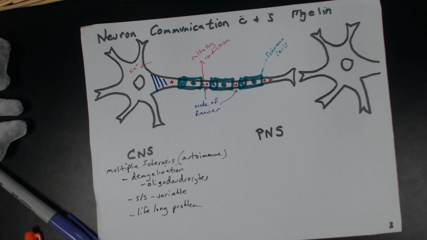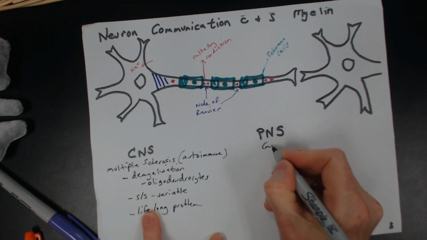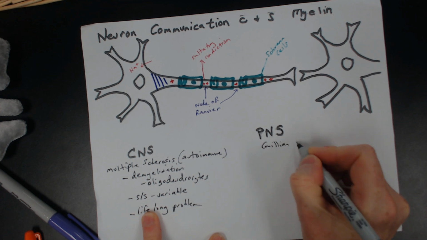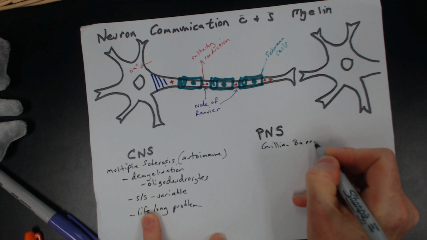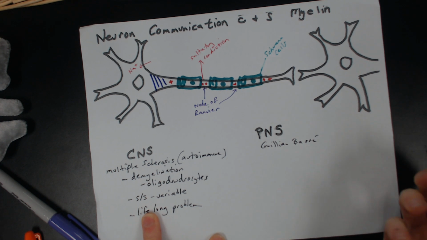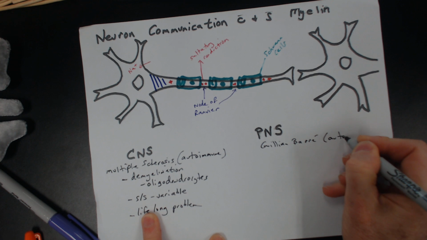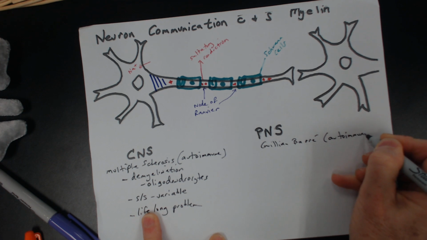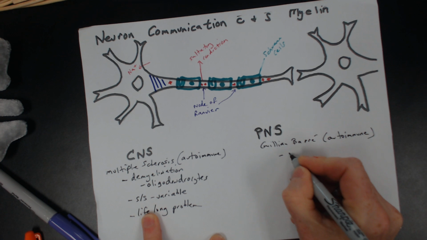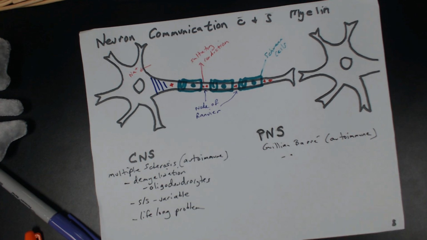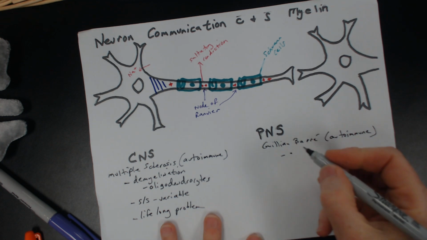There's one demyelinating disorder in the PNS. Actually, there's two. Does anybody know the demyelinating disorder in the PNS? It's going to be Guillain-Barré. Guillain-Barré syndrome. Guillain-Barré syndrome is also autoimmune. Barré has a little apostrophe thing.